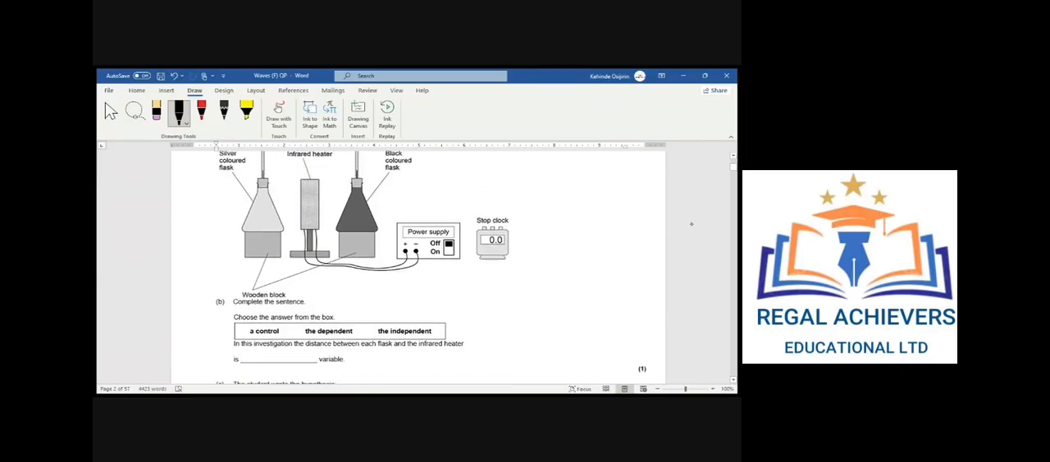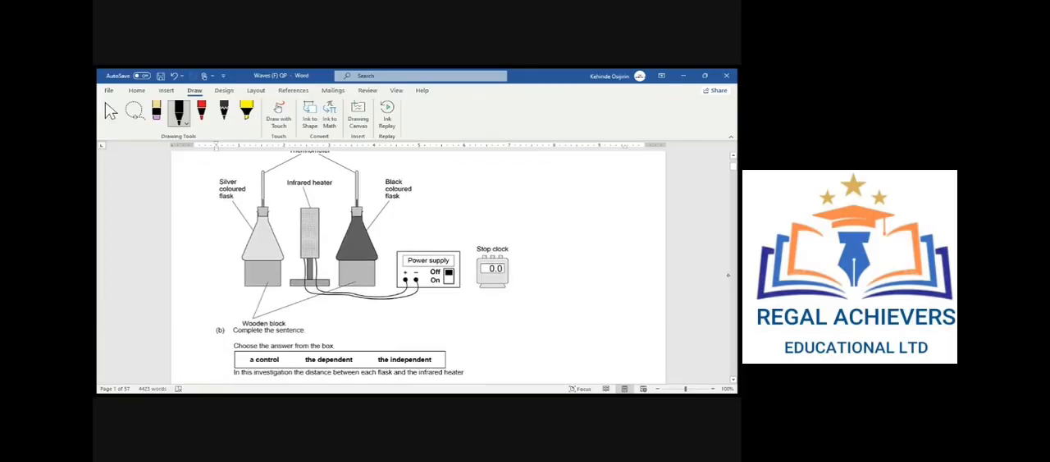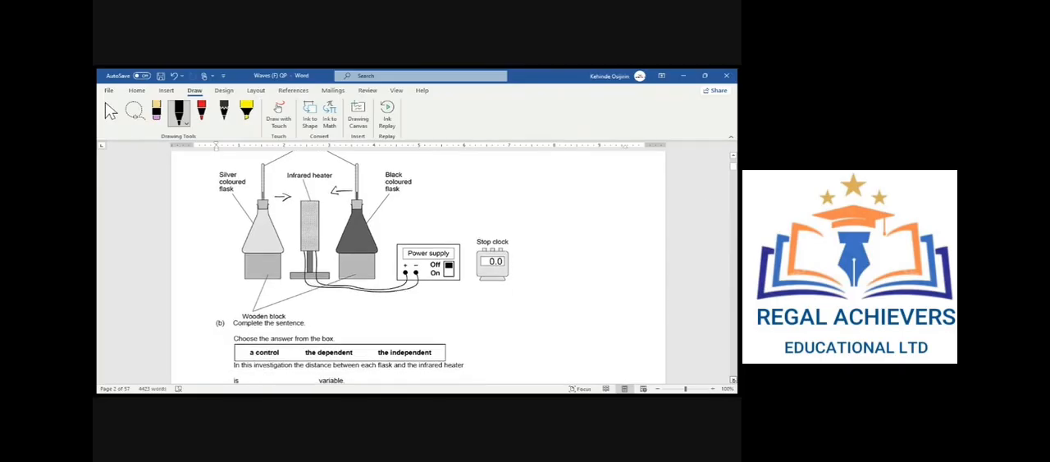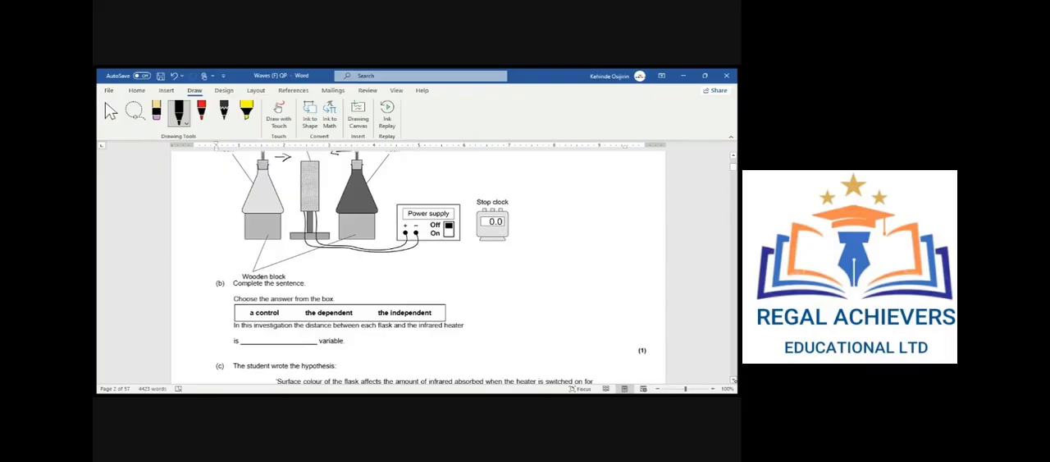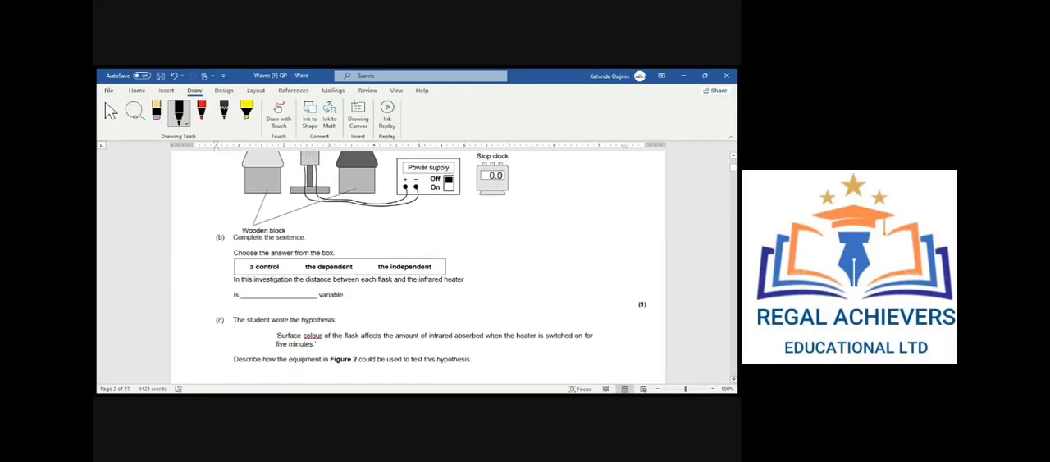So basically, the distance between each flask and the infrared heater, this is what we're talking about. Let me go back a bit. You can see we have a silver colored flask and a black colored flask. They are all connected with thermometers to regulate the temperature. So the distance between the two flasks and the infrared heater is referred to as a control variable.